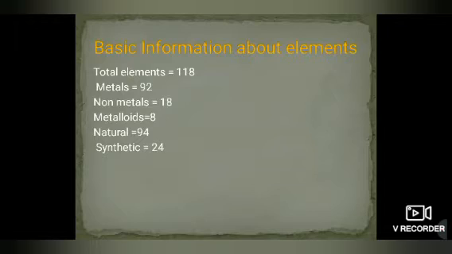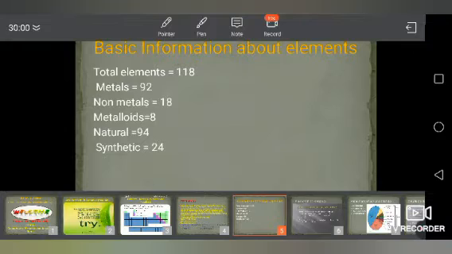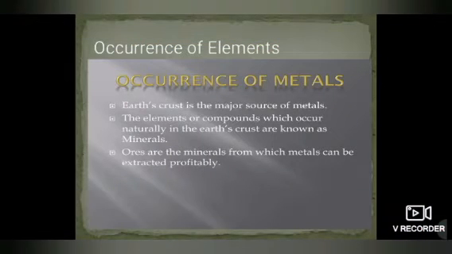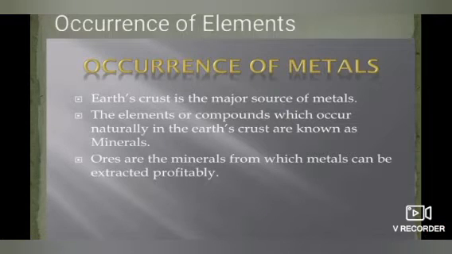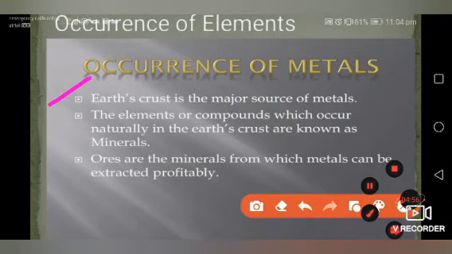Okay, so if we talk about basic information about elements, there are a total of 118 elements, in which 92 are metals, 18 are non-metals, and the remaining 8 are metalloids, in which natural are 94 and synthetic are 24. After this we will talk about the occurrence of elements. Earth crust is the major source of metals. Basically, the earth crust is the major source of metals.